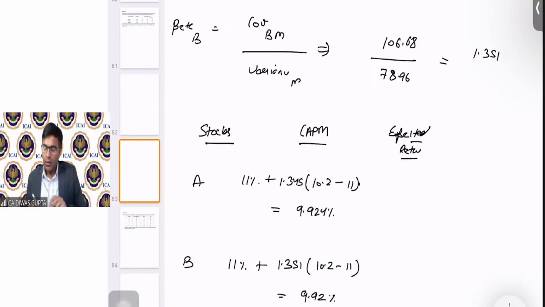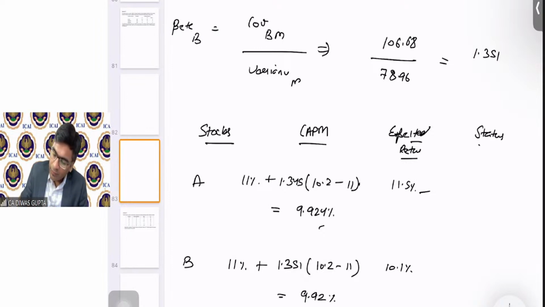That's all. And hence, just a second, friends. So it's 9.92. Perfect. Then whatever is their expected return, 11.5 for this and 10.1 for stock B. So market is giving you 11.5. Your calculation is saying you should have at least 9.924. What will you do? They both are underpriced. And hence they should be purchased.